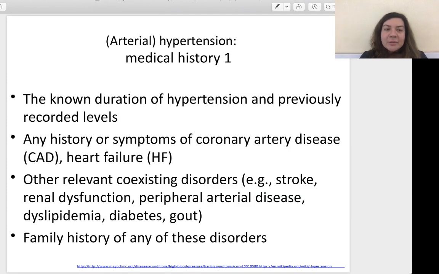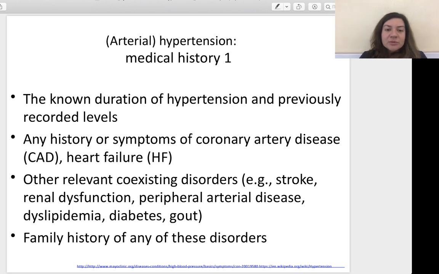What can we ask in the medical history of the patient? The known duration of hypertension and previously recorded levels. Yes, if there was hypertension previously, if it was diagnosed, at what time, in what conditions it was diagnosed, what levels of blood pressure, whether it is treated or not treated, how successful was that treatment, and what the present worsening is that brings the patient here now.